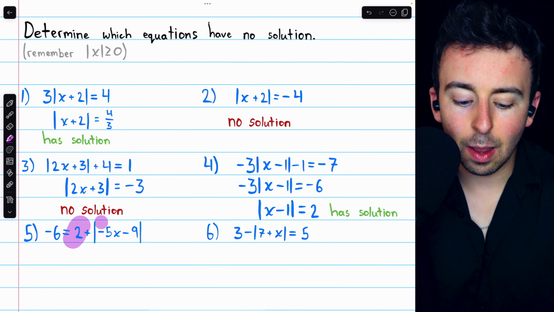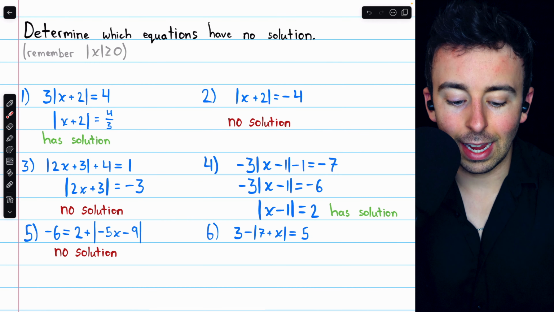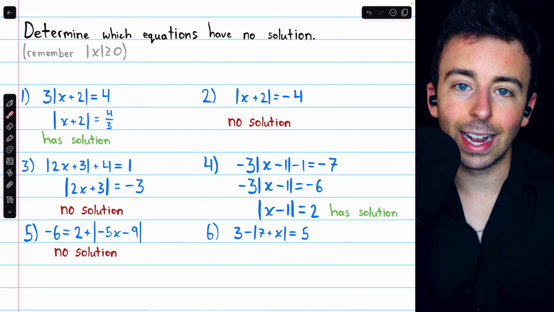Again, think of it like this. 2 is positive, and the absolute value expression is either 0 or positive. And so 2 plus that can't be a negative number.